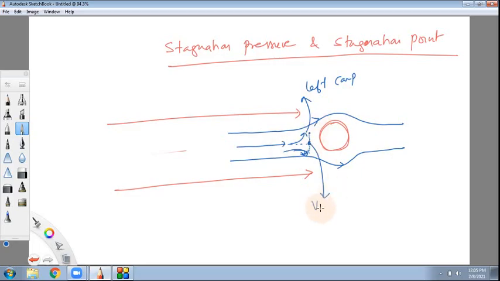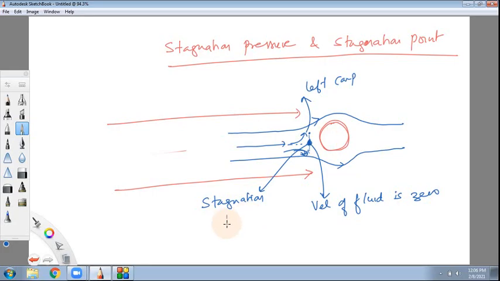So here velocity of fluid is 0, because this fluid flow, the flow velocity is continuous. Continuous means there cannot be any break in the flow velocity. So it is gradually changing from leftward to 0 to rightward. So there exists a point where fluid velocity is 0. This point where fluid velocity is 0, very near to the obstacle, this is called a stagnation point.